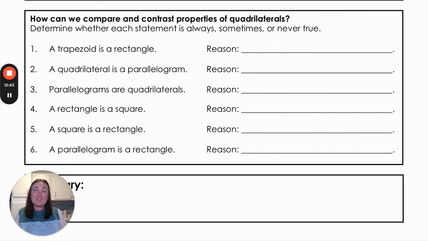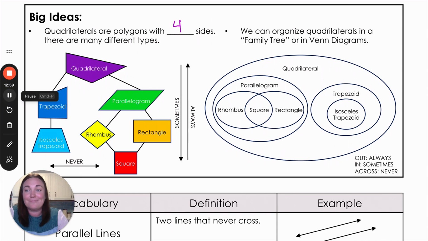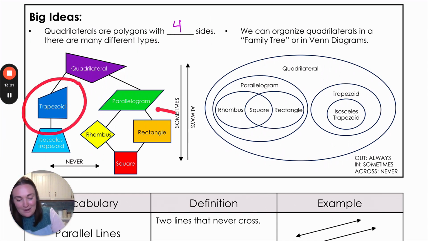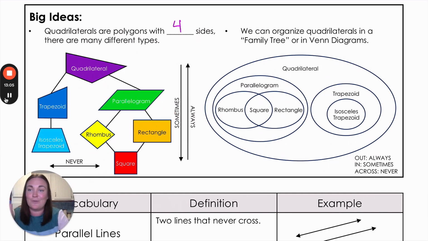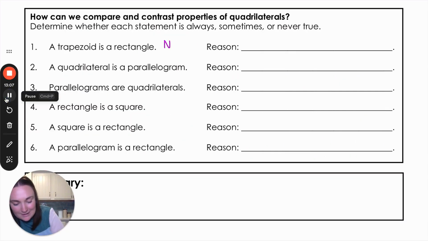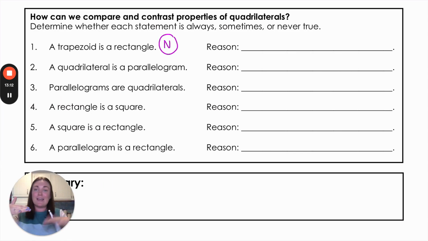So the last kind of question we're going to look at is always, sometimes, or never. They're going to give us a statement, and we are going to use that Venn diagram or family tree to say if it is true all the time, sometimes, or never. So first one, a trapezoid is a rectangle. Let's go look at that family tree. Okay, so we have a trapezoid over here and a rectangle over here. If we are going side to side, this is never true. So we will say never. And this is because trapezoids are only going to have 1 set of parallel sides, where rectangles are going to have 2 sets of parallel sides.